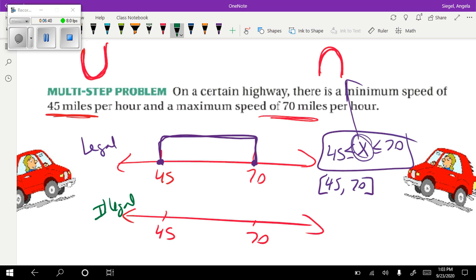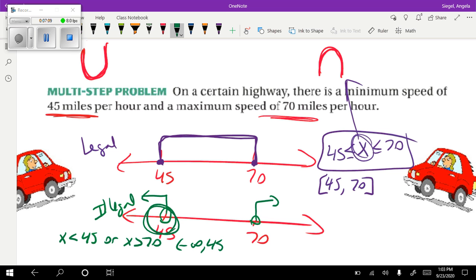So if it's less than 45, I'm going to get a ticket, and if it's more than 70, I'm going to get a ticket. So in this case, it's going to look like x is less than 45, or, so we have two different cases going on here, x is greater than 70. So my interval notation would look like negative infinity, so this is my upper limit for that one, 45. And then that union, 70 to positive infinity.